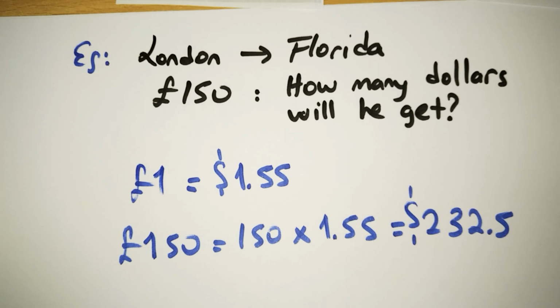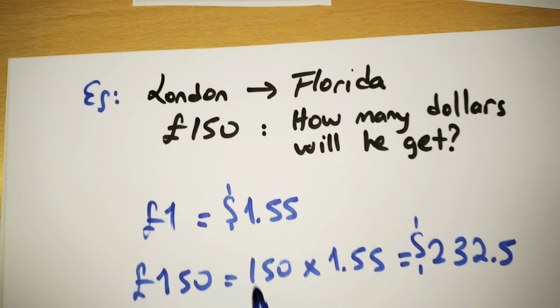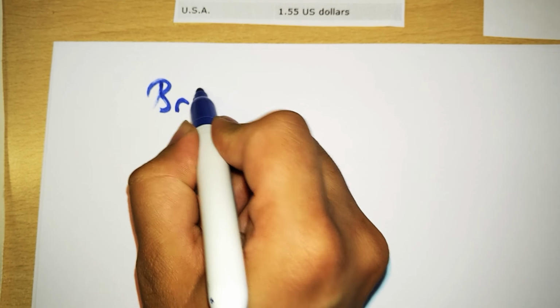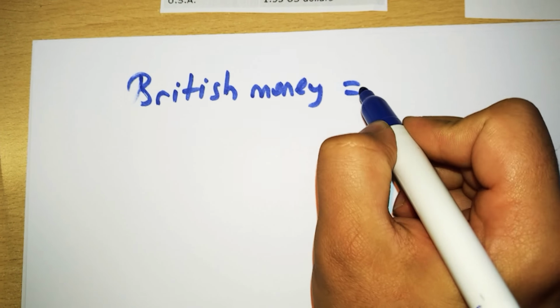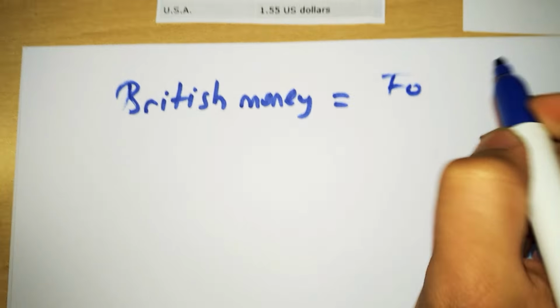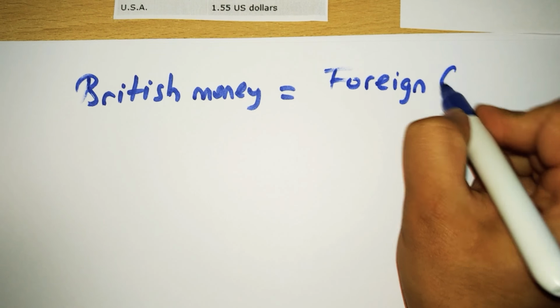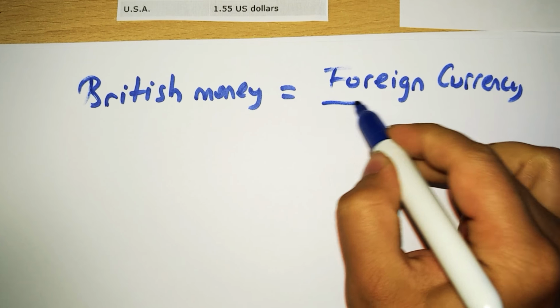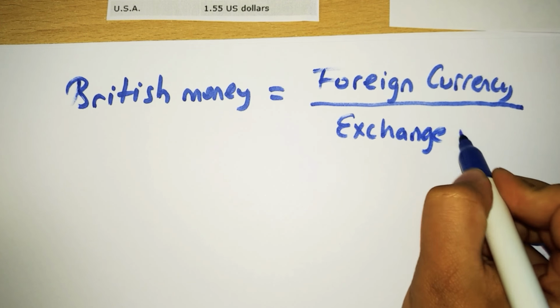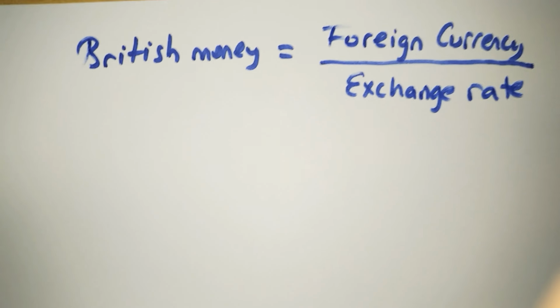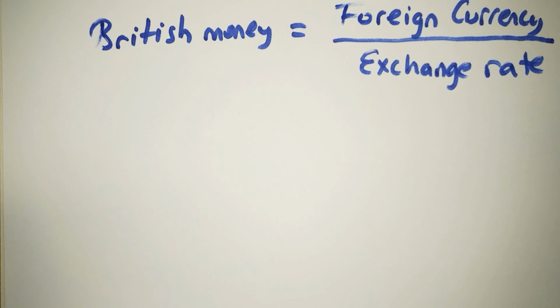So I hope this exchange rate will help you a little bit more. And in our second step, let's change back to the British money. If I want to change back to the British money, I need to divide by the exchange rate. So British money should be equal to foreign currency divided by the exchange rate. So to change back to the British money, we need to divide by the exchange rate.